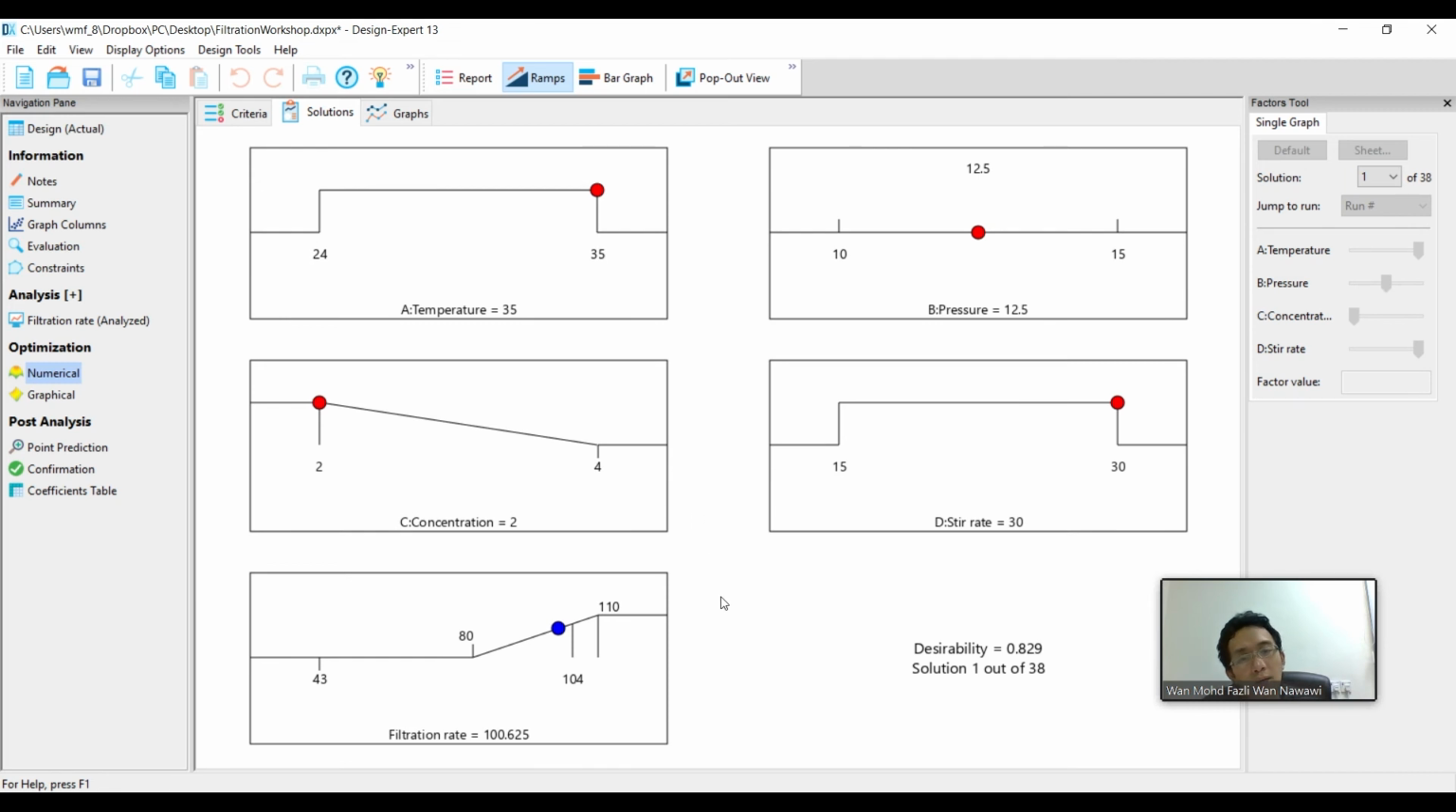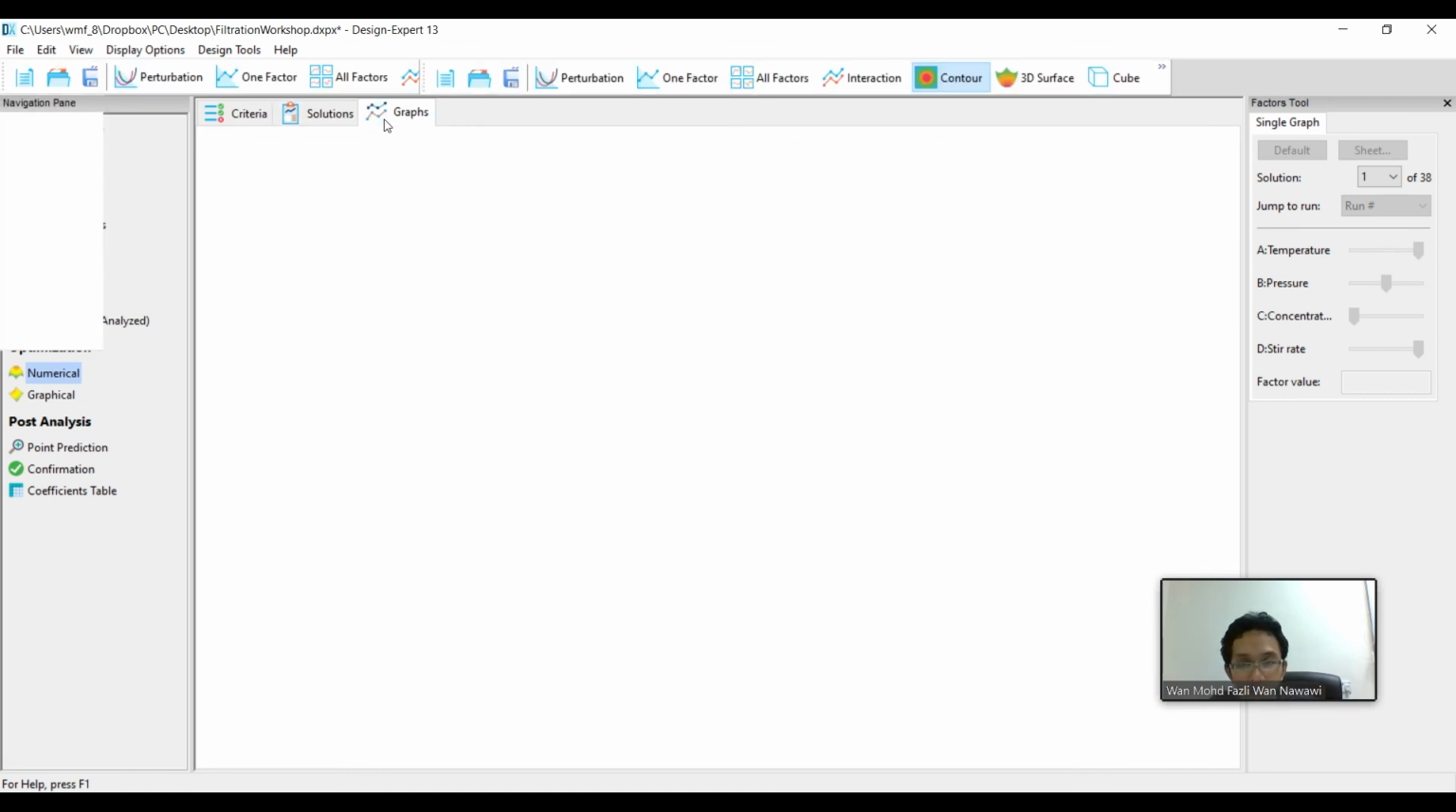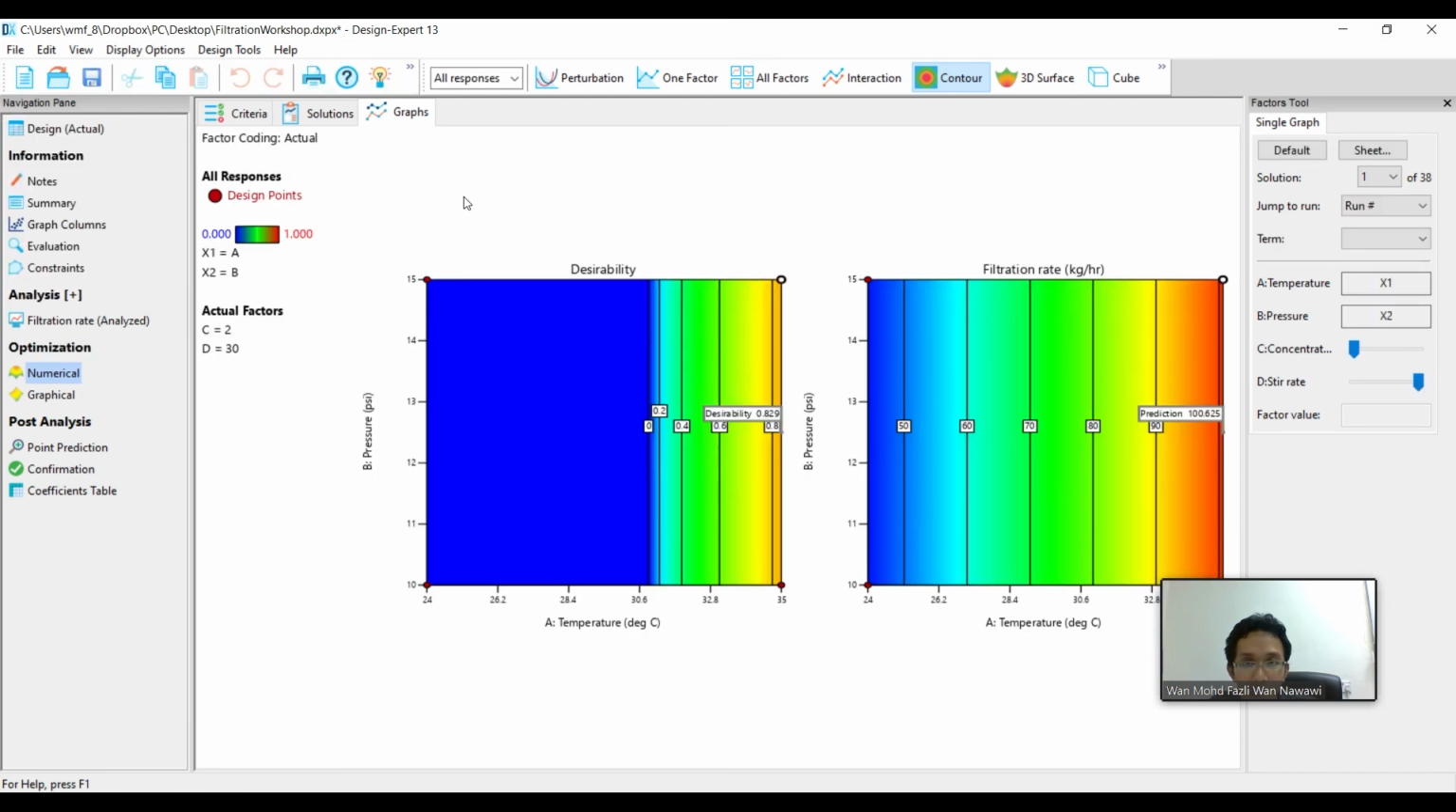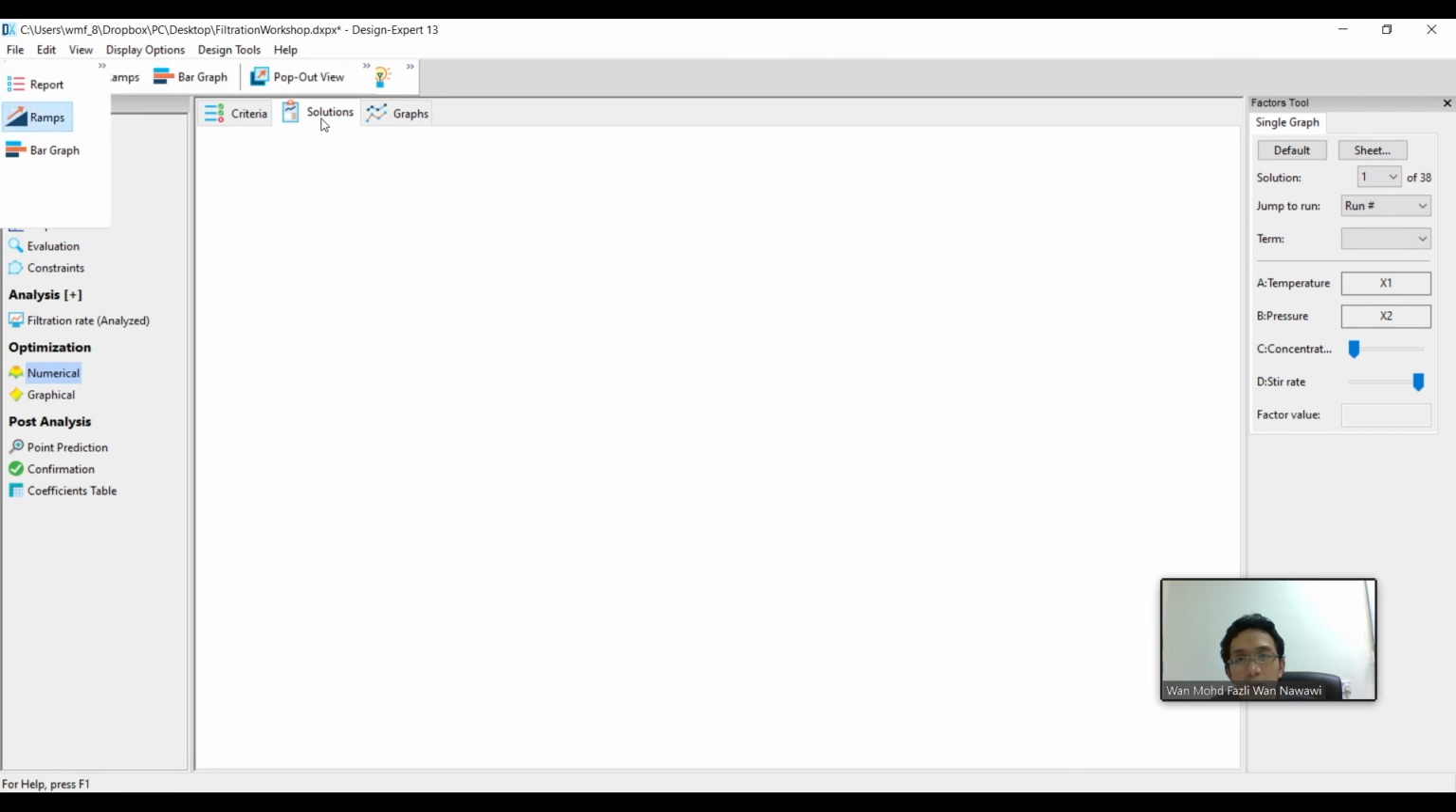Once you get this, what do you do? You have the solution, meaning you have the possible levels that you can run in order to get the desired filtration rate. If you go to graph here, what is graph? It's not really important here.